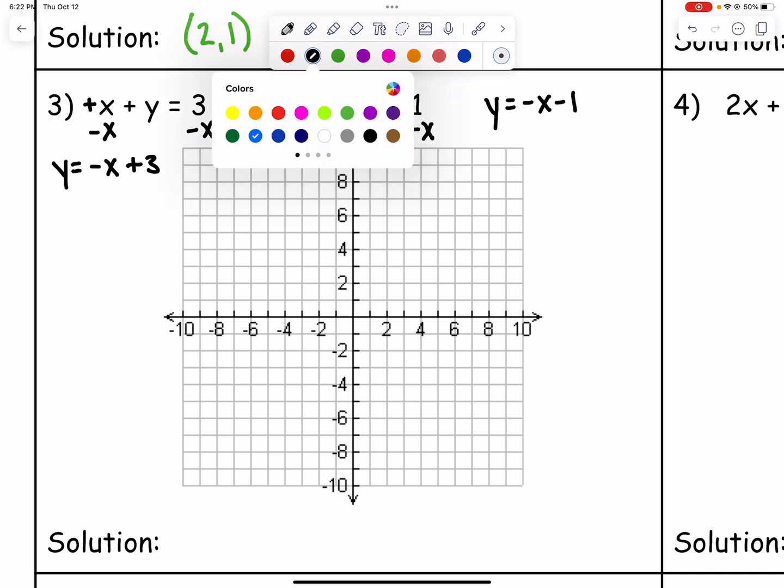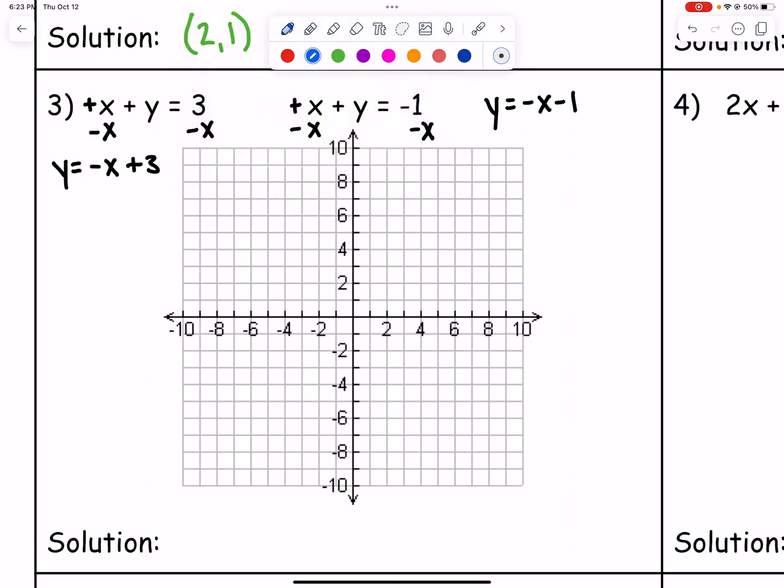So I'm going to graph this first one in blue again. I have a y-intercept at 3. Let's start with that one. So 3. I have a slope of negative 1 over 1. So I'm going to go from that y-intercept down 1 and then right 1. Down 1, right 1. So you only want to do one negative move. If you go down and left, you've done 2 negatives. So you don't want to do that.